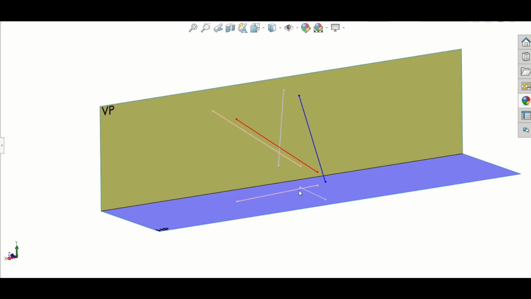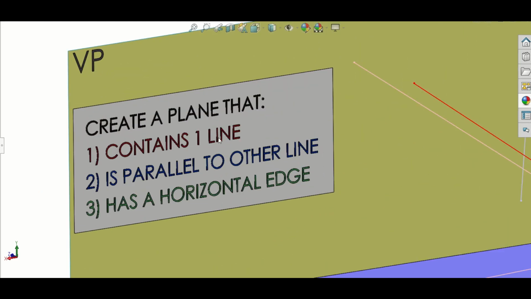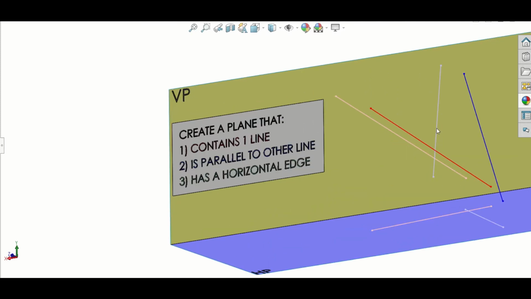There's our elevation and our plan. What we need to do is this. I just have some notes put up here on SolidWorks. We need to create a plane. We need to create a plane that contains one of the two lines, and it has an edge parallel to the other line, and it has a horizontal edge.